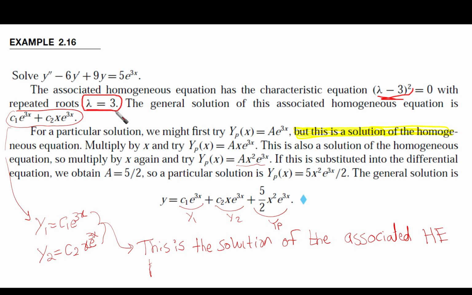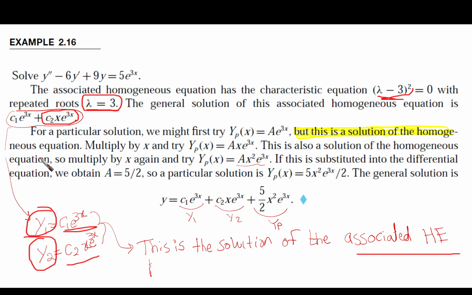Then we have repeated roots. So the general solution of this associated homogeneous equation is, if you remember, y1 here, C1 e to 3x, and the other solution here is what? Exactly, C2 x e to 3x. So our y1 and y2: one has e to 3x, the other has x e to 3x. So this is the solution of the associated homogeneous equation.